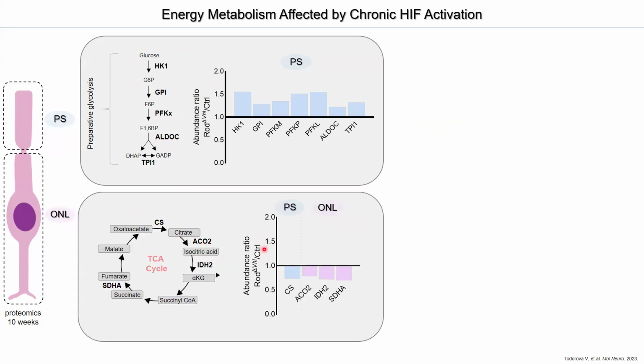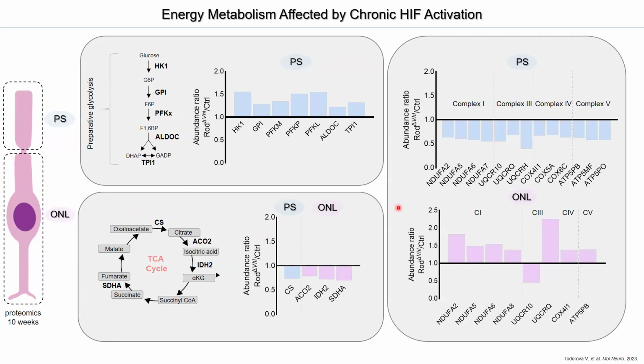She then also saw that we have an overall decrease of TCA cycle enzymes in both the segments and the ONL. And lastly, she saw a complete downregulation of oxidative phosphorylation proteins inside the photoreceptor segment, so that there's a very severe downregulation of OXPHOS activity inside the Rod VHL mice. However, for the ONL, she saw an increase of these proteins, which could suggest that maybe the mitochondria are also traveling towards the ONL instead of staying in the segments.